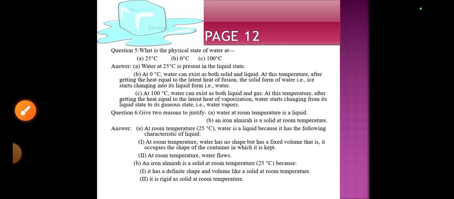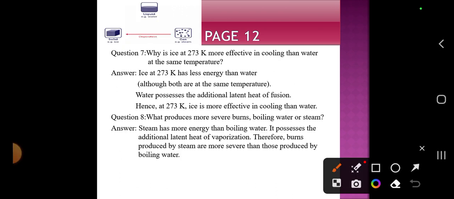So now next question. Question 7. Why is ice at 273 Kelvin more effective in cooling than water at the same temperature? See, ice at 273 Kelvin has less energy than the water, though both are at the same temperature. But what is the reason behind that the ice at 273 Kelvin has less energy than the water, a cooling effect? What is the reason behind it?